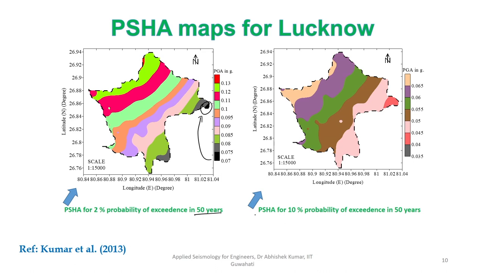Similarly, if you go with the second map, which is again the probabilistic seismic hazard map of Lucknow considering 10% probability in 50 years, we can see the same site which was giving 0.07 g is now giving a lower value of 0.02 to 0.045 g. So, this gives you an understanding of the bedrock level hazard values.